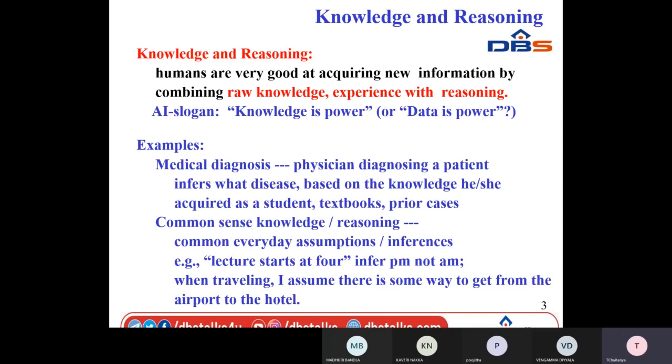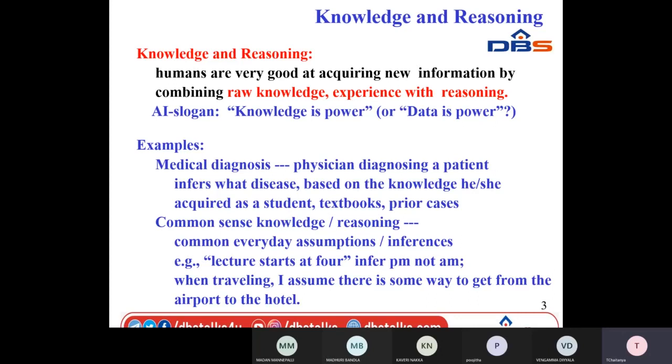See, for example, how human beings acquire knowledge. Consider a medical diagnosis. There, the physician diagnosing a patient infers what disease it is based on the knowledge he or she acquired as a student, from textbooks, or from prior cases.